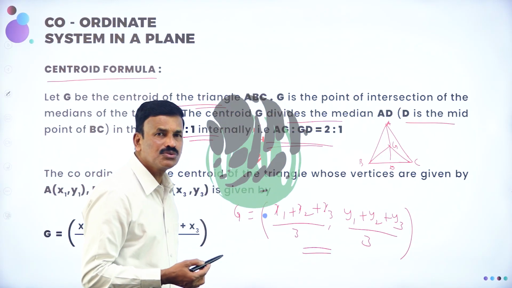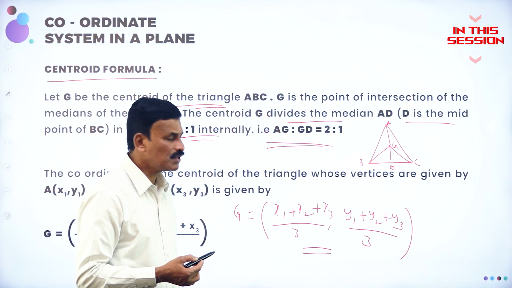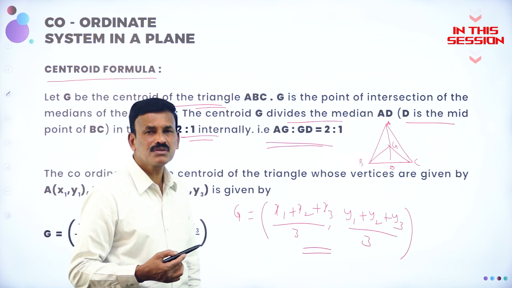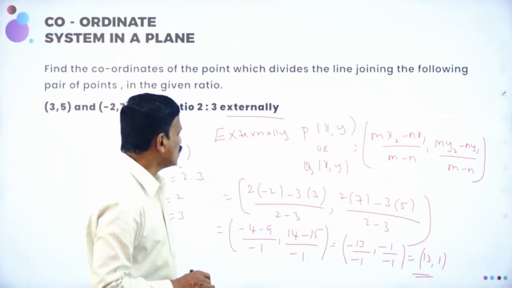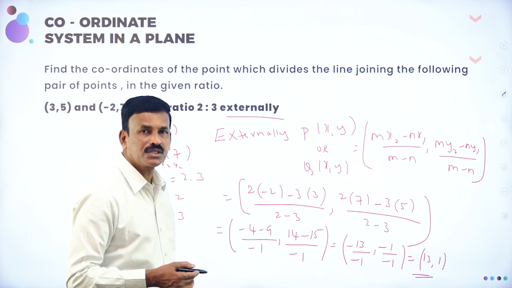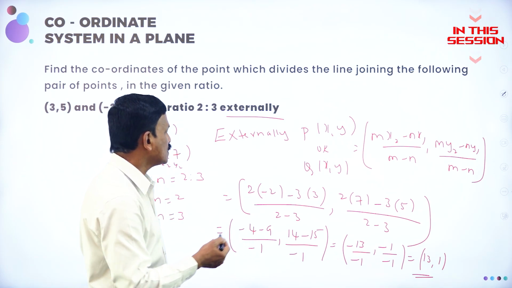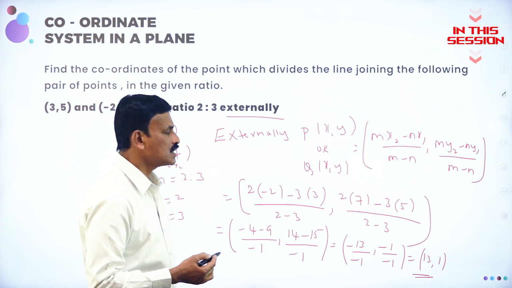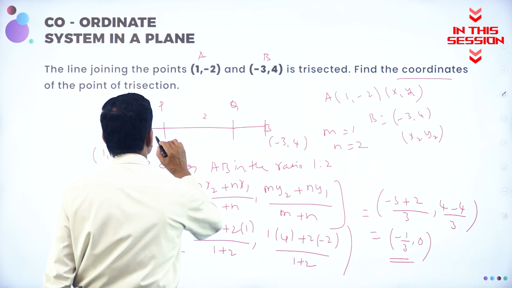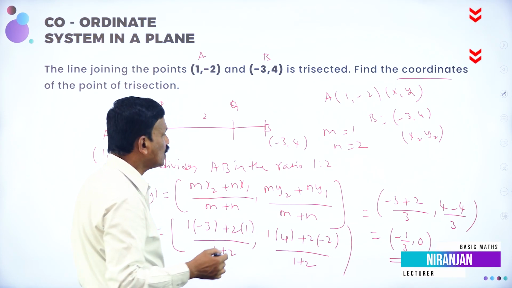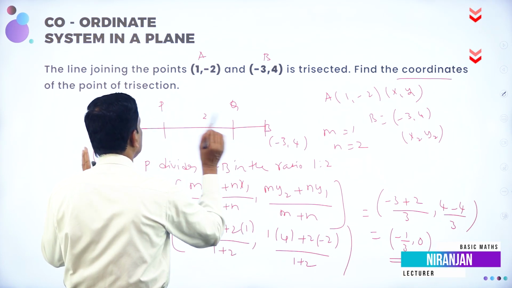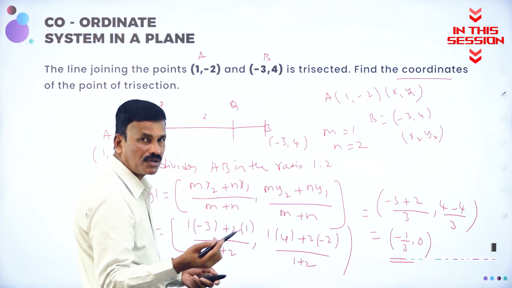G is equal to (x1 plus x2 plus x3)/3 comma (y1 plus y2 plus y3)/3 is the formula used to find the centroid of a triangle. The coordinates of the point Q, which divides P externally in the ratio 2:3, is (13, 1). Q is the midpoint of PQ. Just use the midpoint formula, you will get the value of Q. Otherwise, let Q divide AB in the ratio 2:1. Use the same formula, you will get the answer.